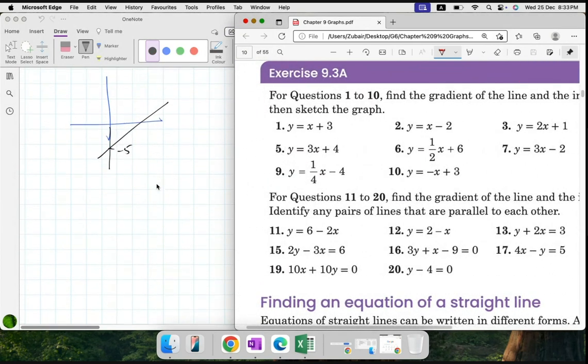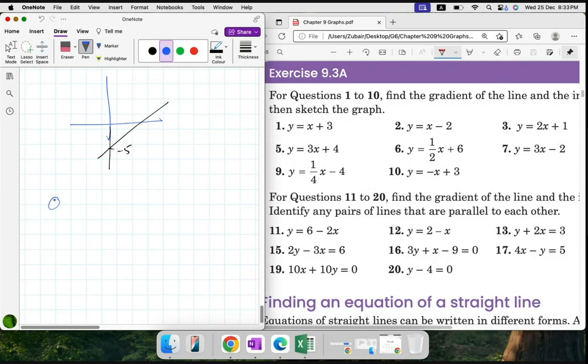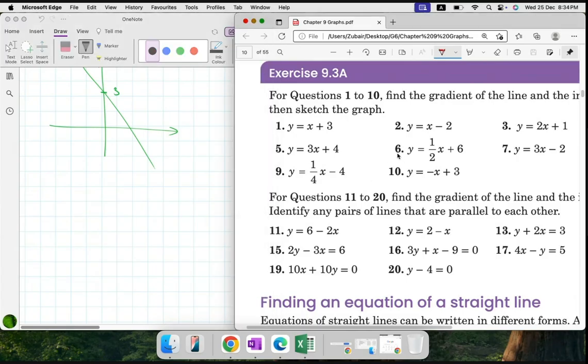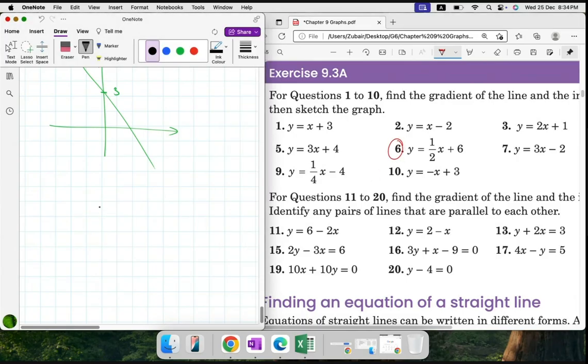Look at number 10. y is equal to minus x plus 3. So the gradient this time is negative. The slope is negative in the other direction and the y-intercept is positive. So a negative slope and it intersects at plus 3. Now just try number 6 and then I'll sketch and we can compare if we are getting similar shapes. Try number 6. 1 over 2x, positive gradient, and 6, positive y-intercept.